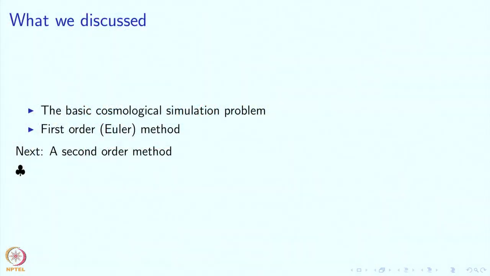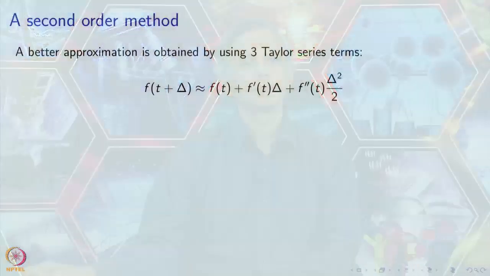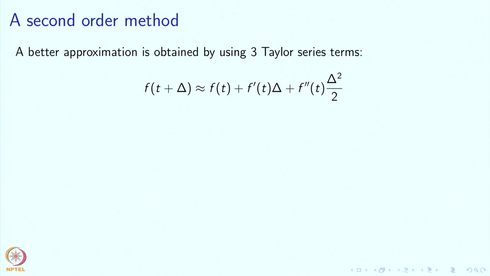Welcome back. In the previous segment, we discussed the basic cosmological simulation problem and the first order Euler method for it. In this segment, we will talk about a second order method, which is going to be a lot more accurate. The idea is simple. Instead of using two terms of the Taylor series, we are going to use three terms.